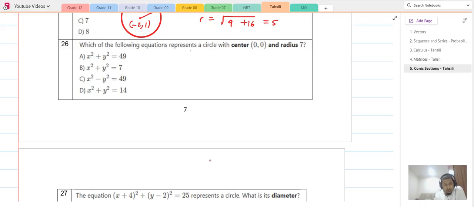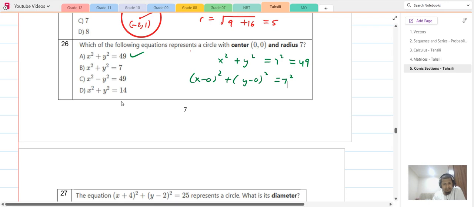Radius 7, so obviously it can't be this one, because on the other side of the equation we must have 7 squared. So x squared plus y squared equals 7 squared. 7 squared is 49. So equation 1. In other words, what I did was x minus 0 all squared plus y minus 0 all squared is equal to 7 squared. So that's how you get x squared plus y squared equals 49. I hope you understood that.